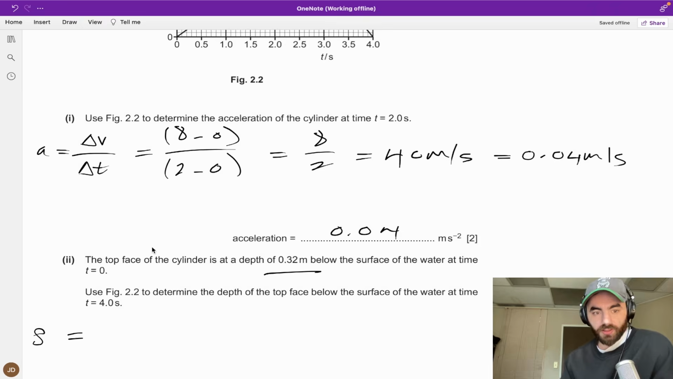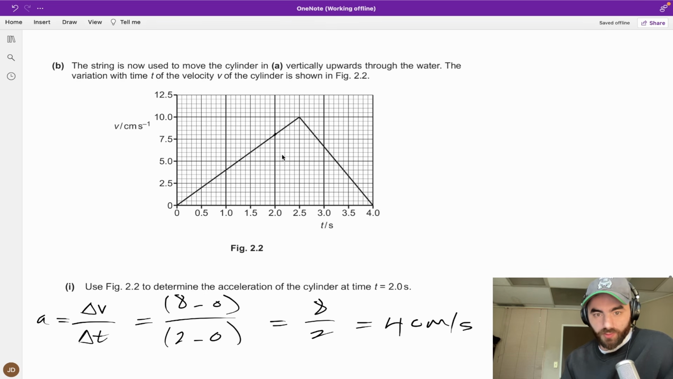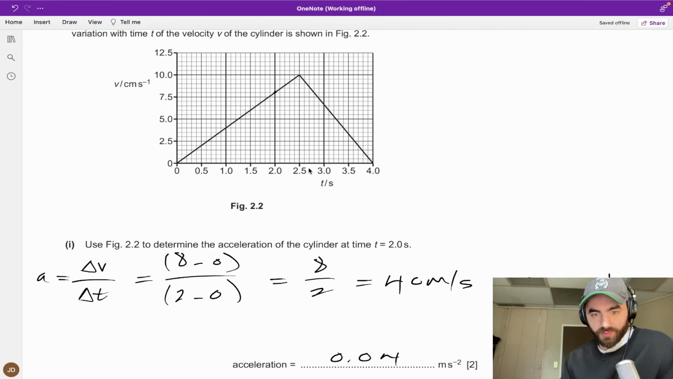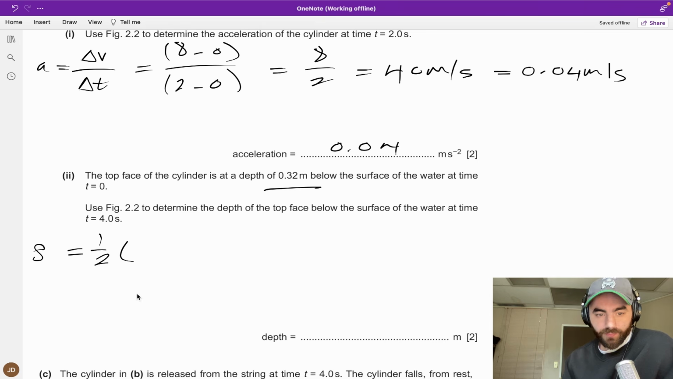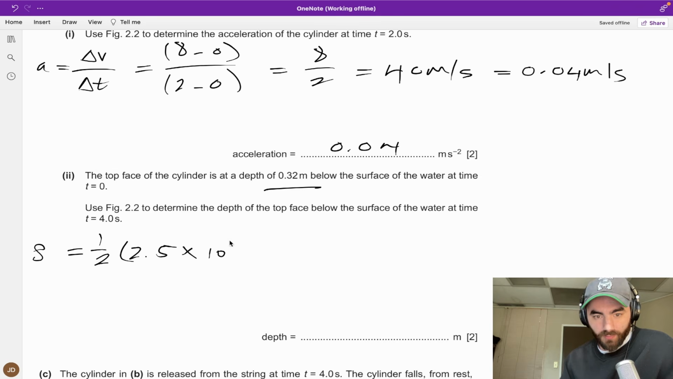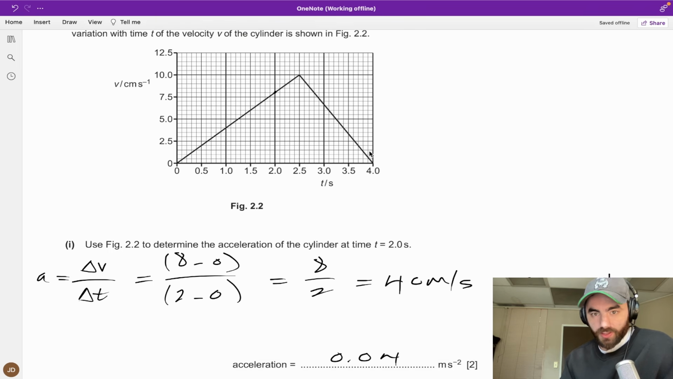So S equals, well, this is a triangle. It's half base, which is 2.5, times height, which is 10, plus this part here, right? You might think, well, isn't this moving in the opposite direction? No, just think about it. The velocity is still positive, so it's just speeding up here, it's accelerating, and then it's decelerating here. So it's moving faster and then it's decelerating, but it's still moving up. This is all positive displacement.